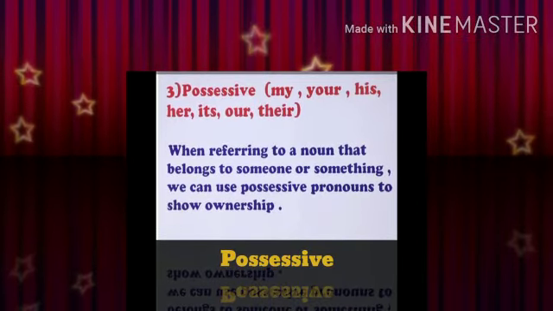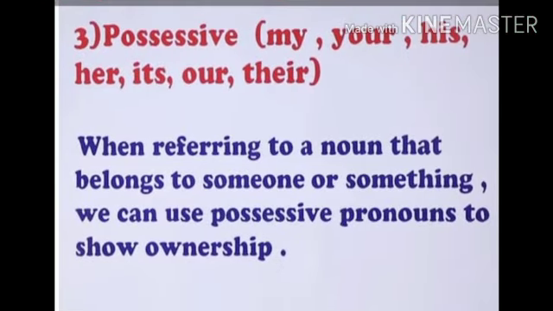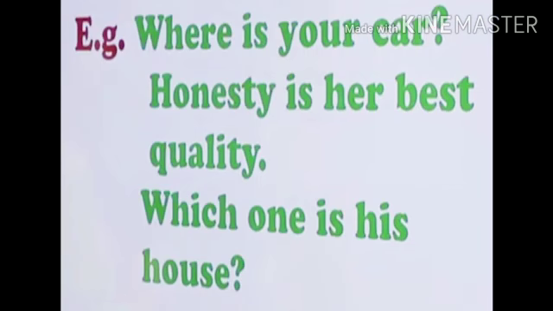Next is possessives. Possessive comes from the word possession, and its determiners are my, your, his, her, its, their. When referring to a noun that belongs to someone or something, we can use possessive determiners to show ownership. Basically, we use possessives to show belongingness. Let's see some examples. Where is your car? Honesty is her best quality. Which one is his house?